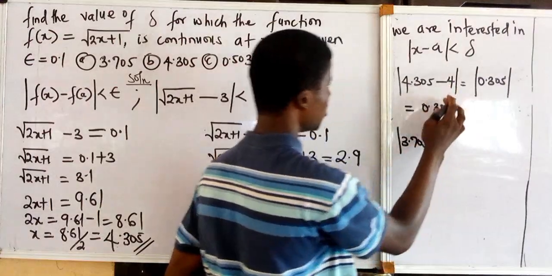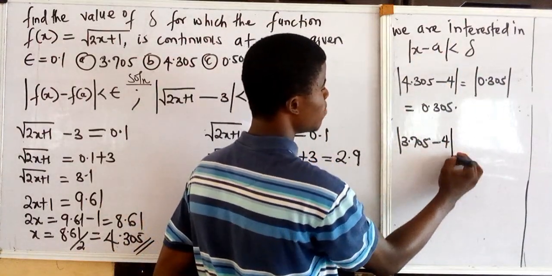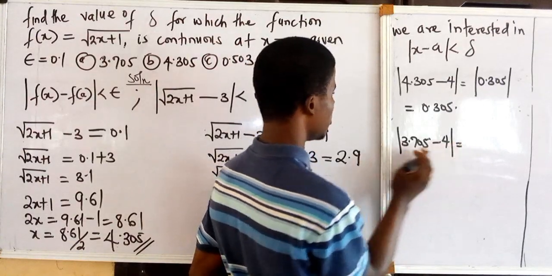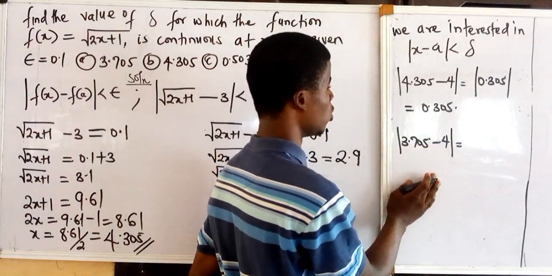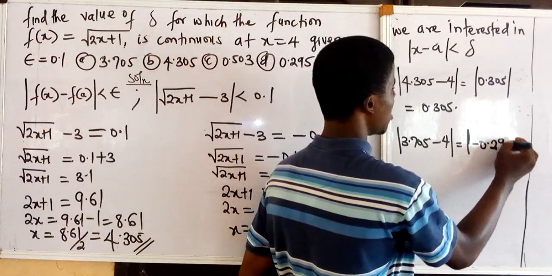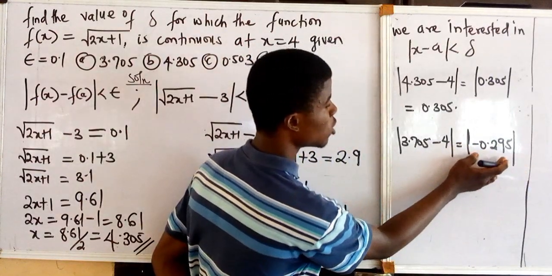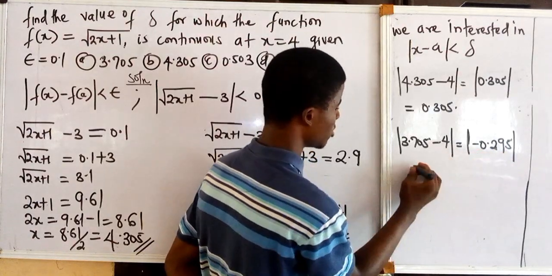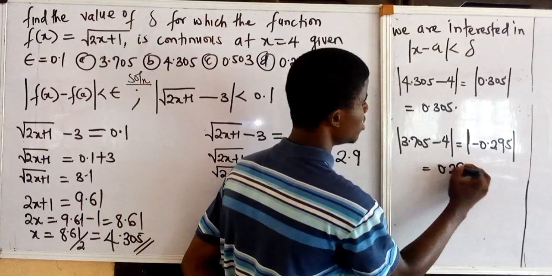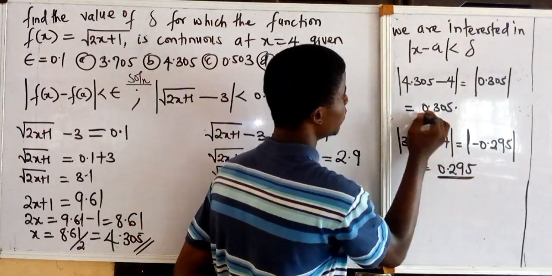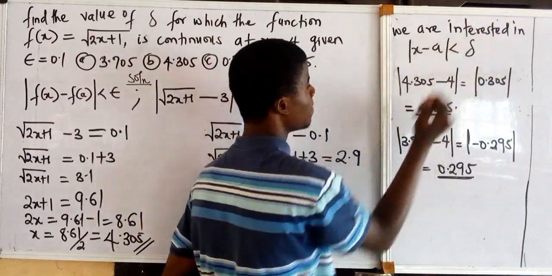3.705 minus a, which is 4, the modulus of this difference. Let's see what it will produce. 3.705 minus 4 is what? Modulus of minus 0.295. And the modulus of this very negative small number is 0.295. So these are the two values for delta.